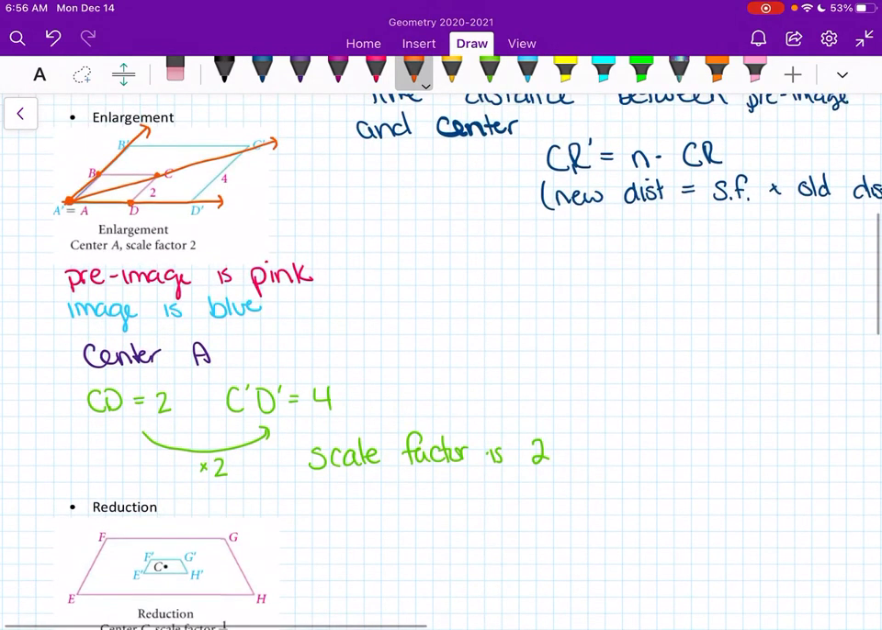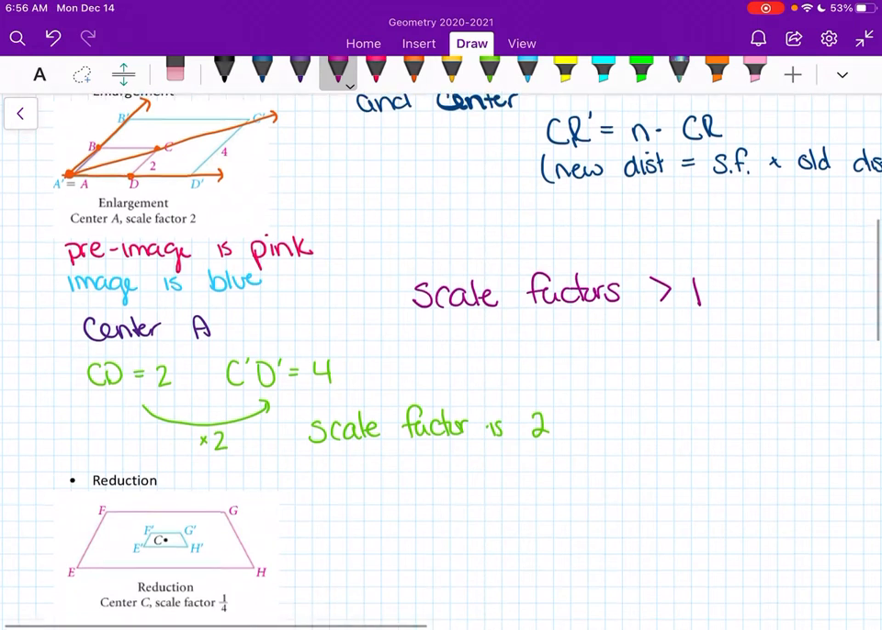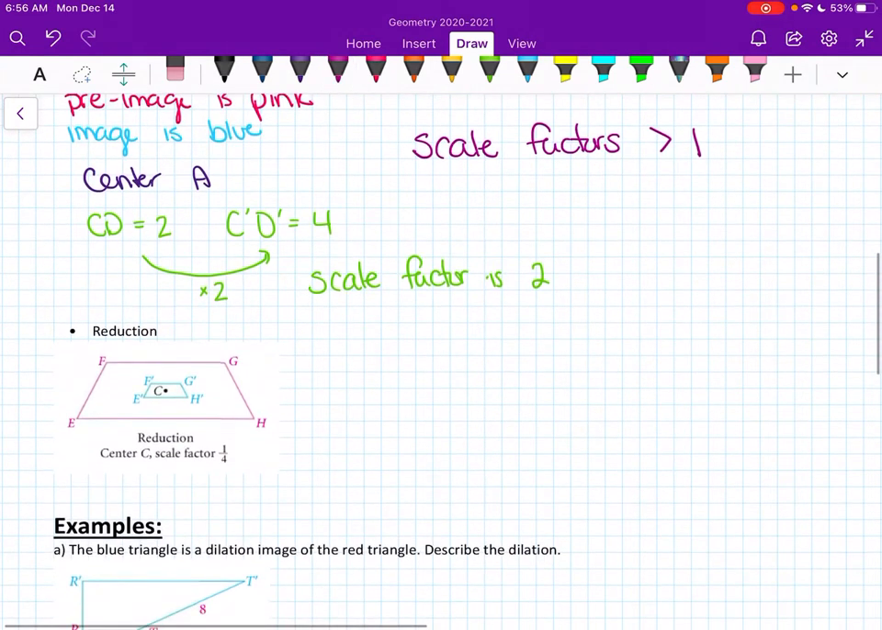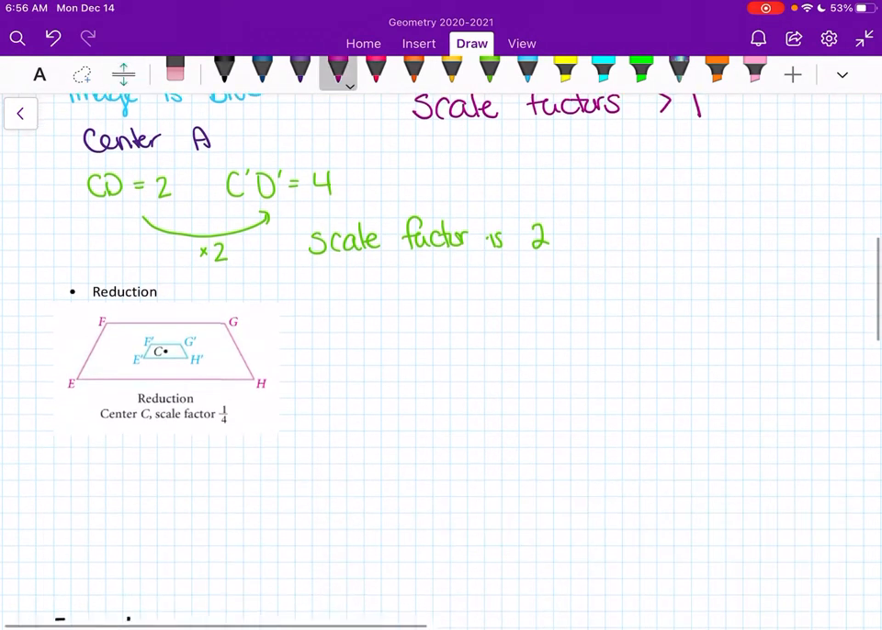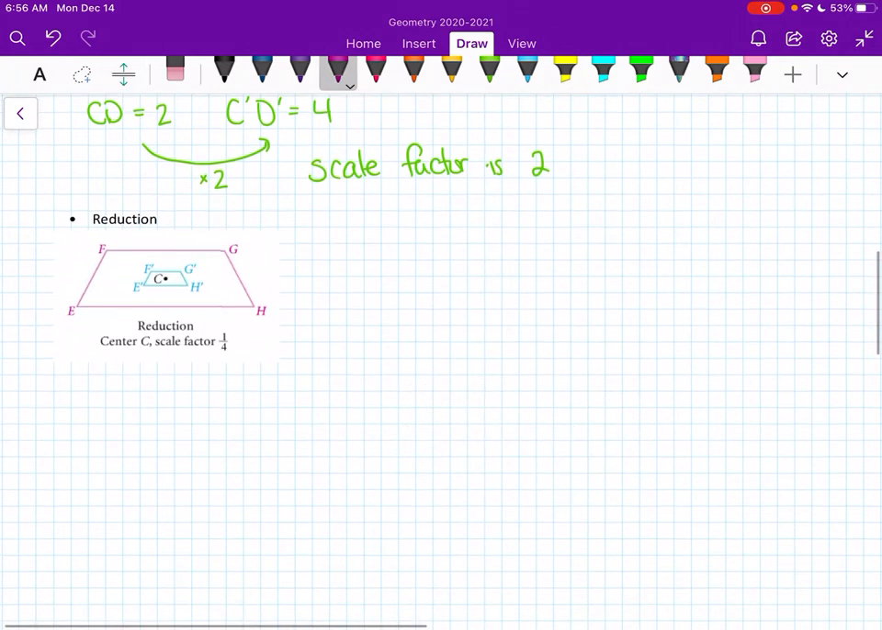So, enlargement. How do we know if it's an enlargement? It's getting larger. And the big piece here is that our scale factors for enlargement are going to be bigger than 1. So my scale factors are greater than 1. Okay, so reductions. What's happening here? If I look, now my center point is actually not on my original pre-image. So my pre-image is the pink.